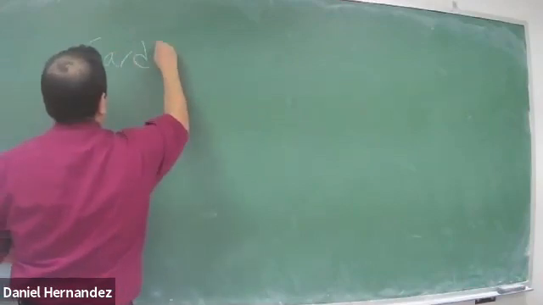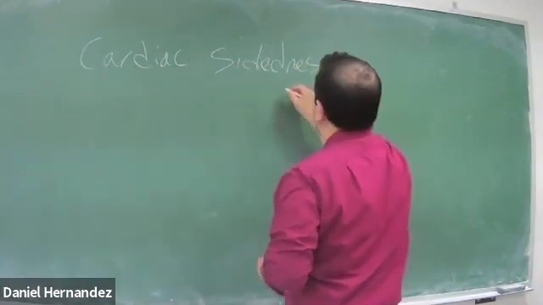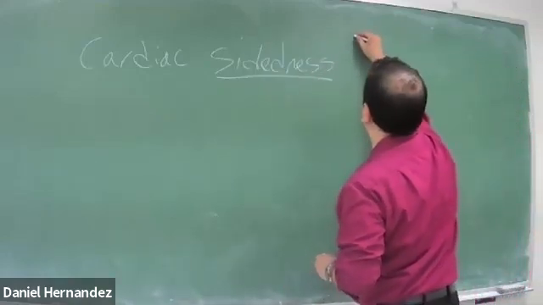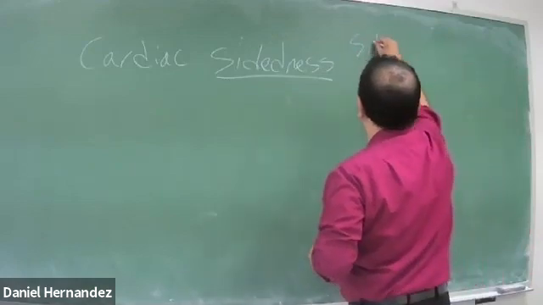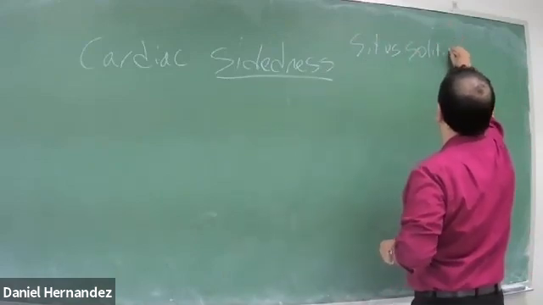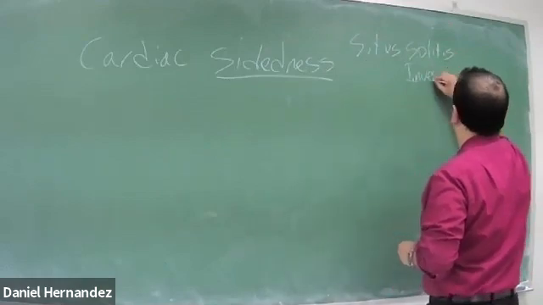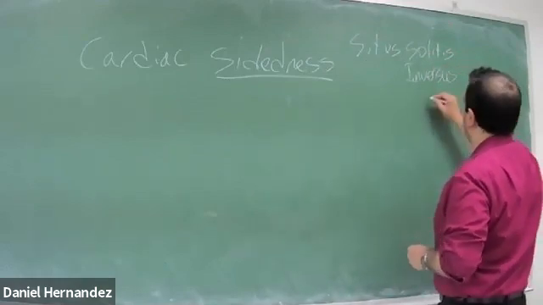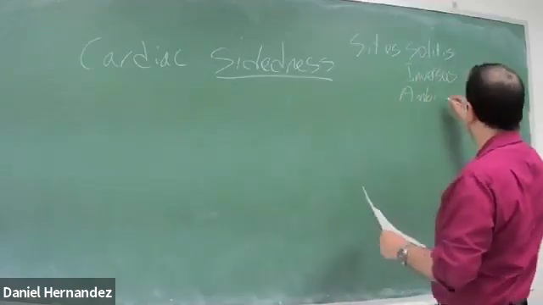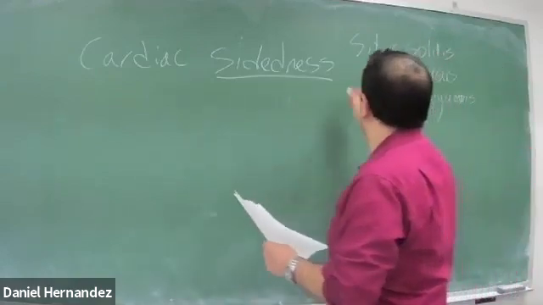So cardiac sidedness. Those are the situs, all of this. Situs solitus versus inversus. That's our cardiac sidedness.